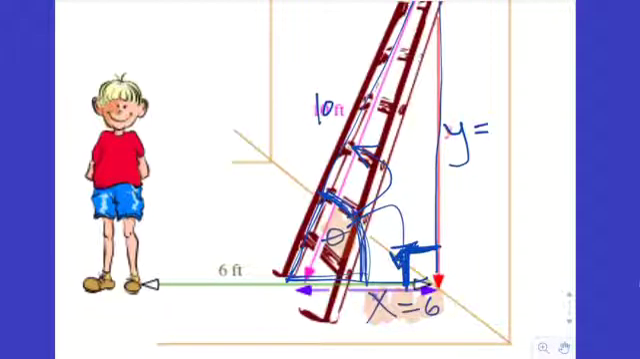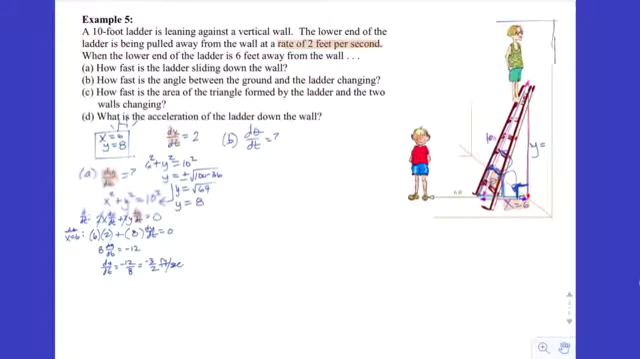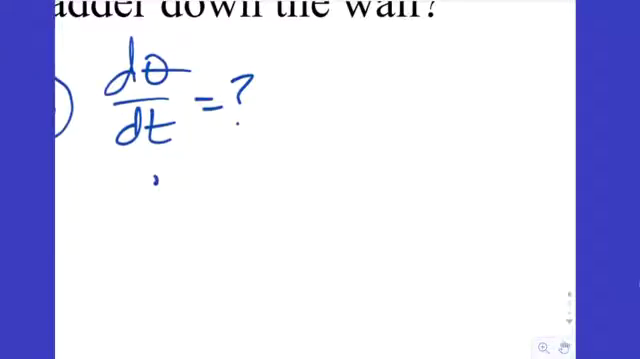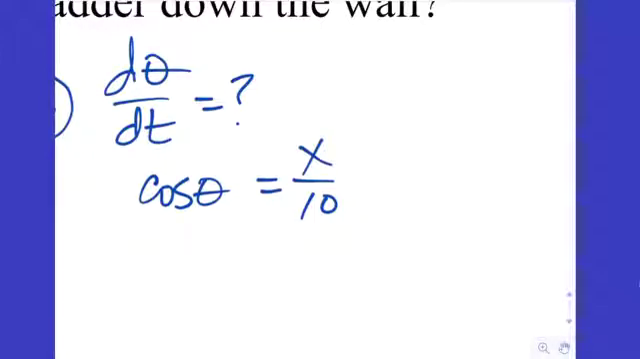So what trig function can we use if we have the adjacent and the hypotenuse? Cosine, or secant if we're crazy. We're not that crazy, not on a Friday. Oh, by the way, happy December, everybody. So I'll use cosine. Cosine of theta is equal to x over 10. X is a variable, so it's x over 10.